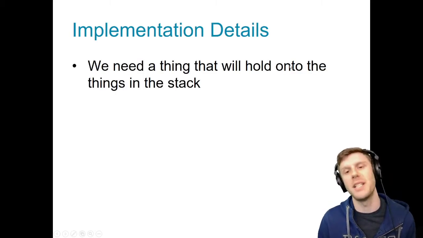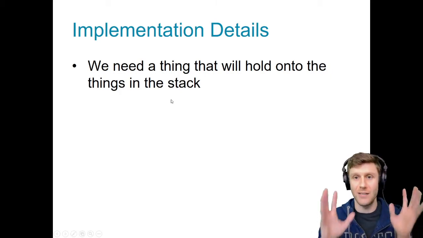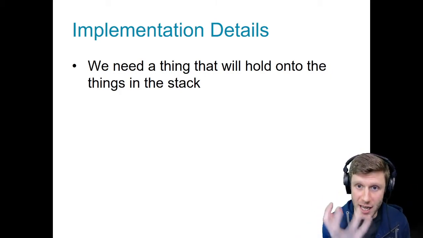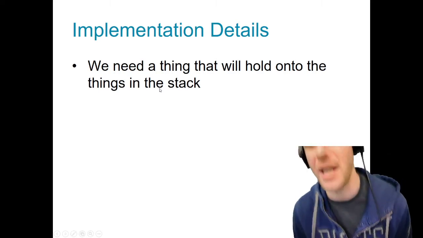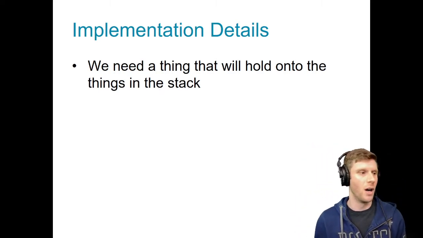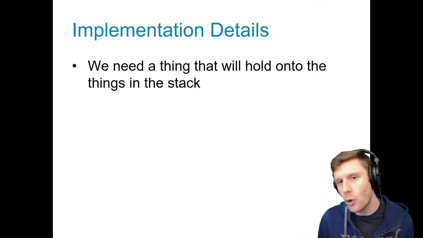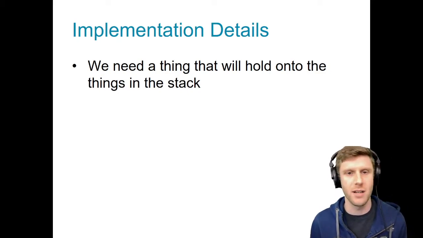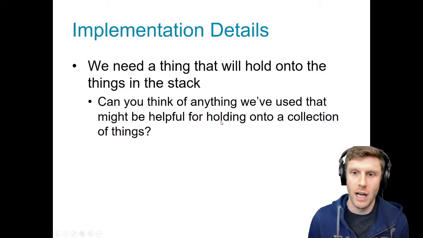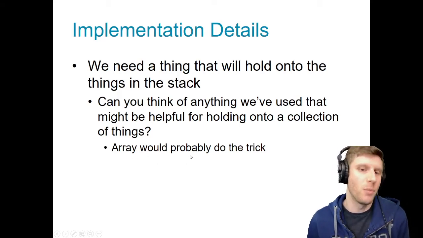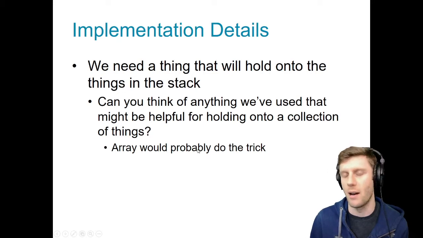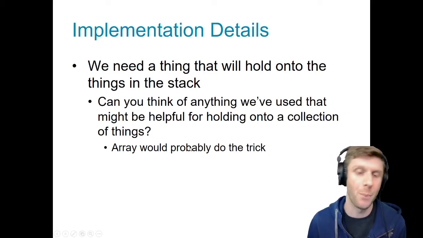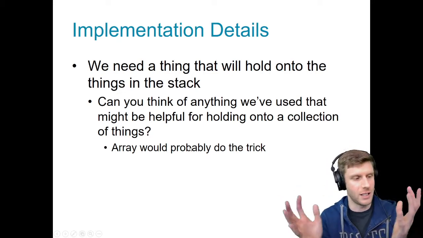Okay, so implementation details. We need to think of a thing that's going to hold on to the data for us. And if I were to ask you right now, based on what we've seen in the class so far, what is a handy tool we have in our tool belt to hold on to information? Well, chances are an array would probably do the trick. And I'm betting a lot of you were thinking, well, I know arrays. Yeah, okay, perfect. We've got an array. We can put information in an array. It's like a collection of information. We're happy.